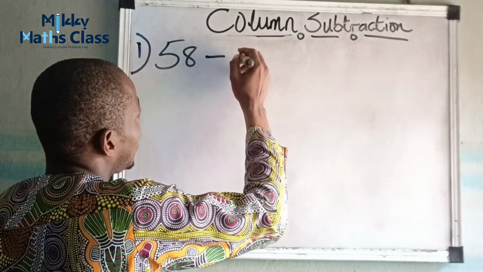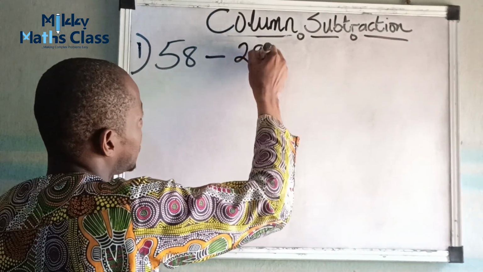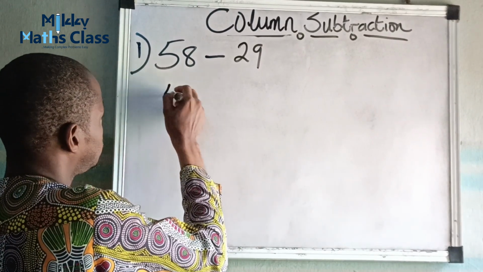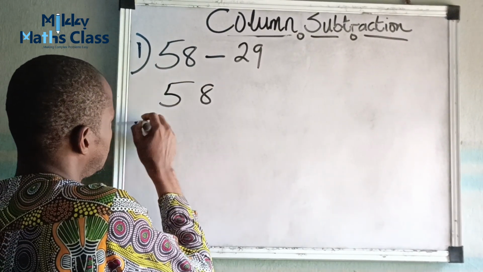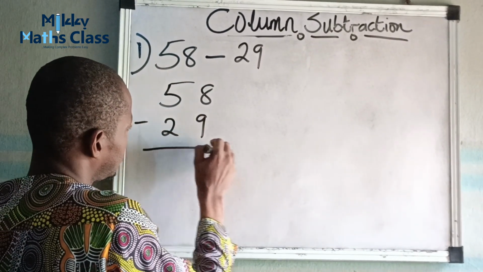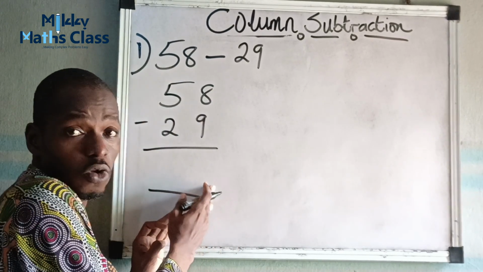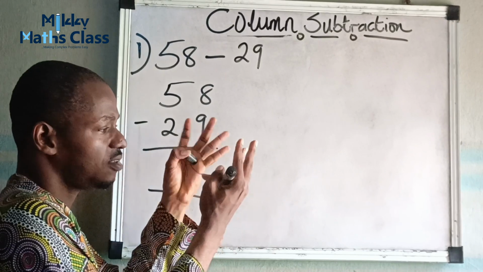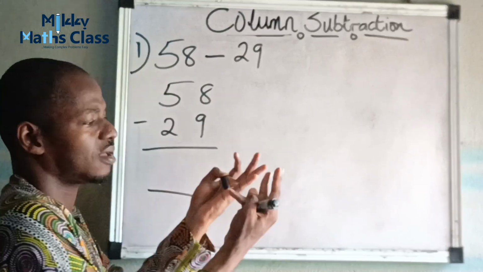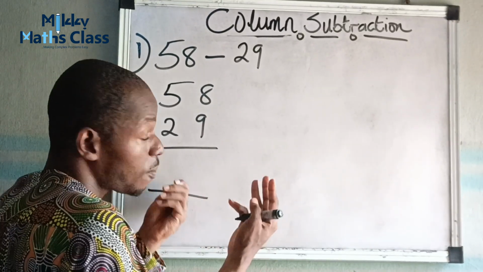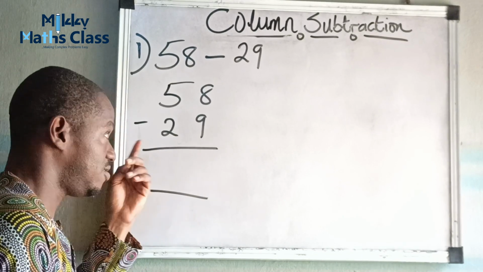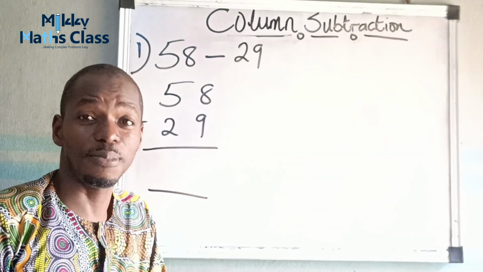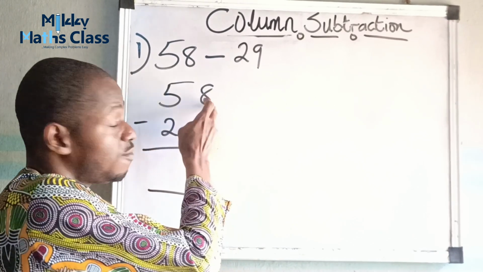So what do I have? Maybe 29. Now 58 minus 29. I've arranged them in columns. Now the first thing to do, this is my 8. Can I take away 9 from 8? It's not possible. For example, I have 8 oranges and someone is requesting 9 oranges. There is no way I can give the person 9 oranges. I cannot give more than I have.